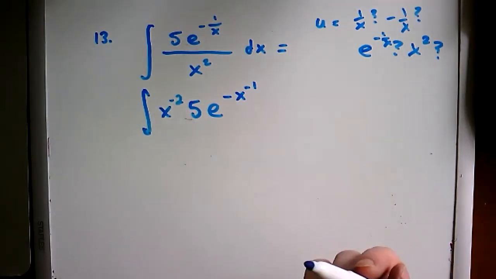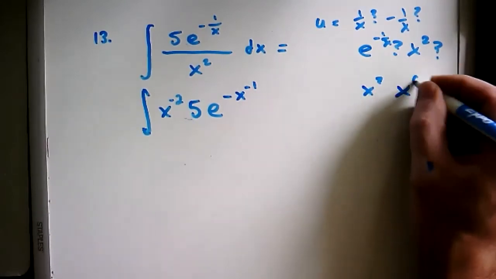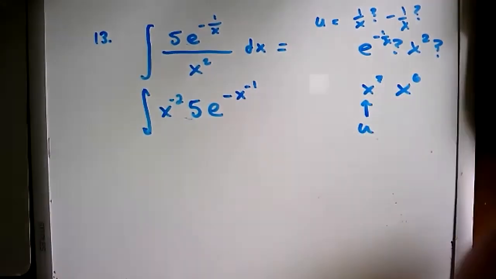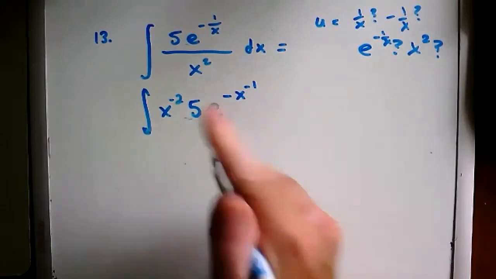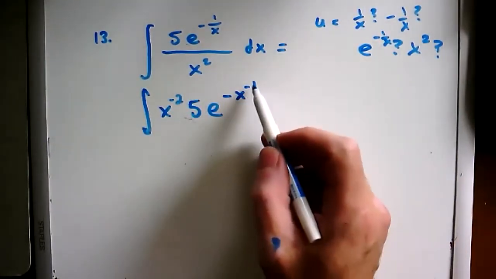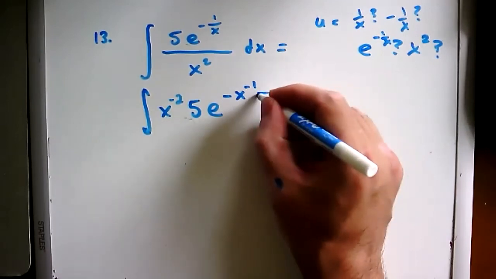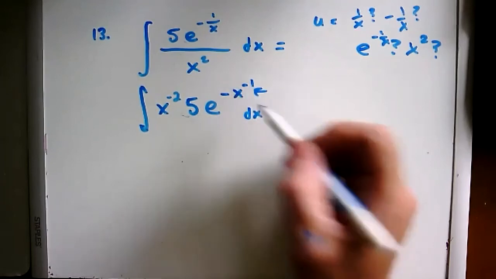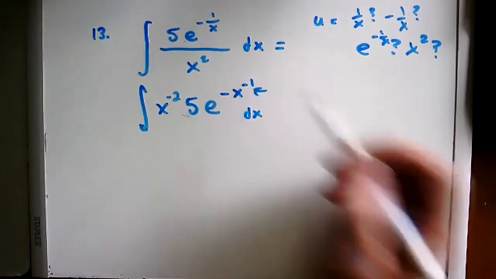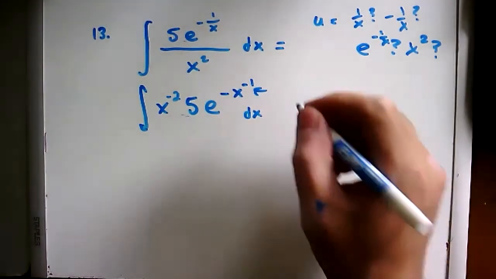And remember what we did in previous cases. If we had like an x to the 7th and an x to the 6th, we're always picking the higher power to be our choice for u. And this problem is no different. We have 2 different powers, and we're going to pick the one that's higher. It's a little bit tricky. Negative 1 is 1 more than negative 2. So I'm thinking that this is probably a good choice for u. Either x to the negative 1st power or negative x to the negative 1st power. As it turns out, it really doesn't matter which of those 2 you use.